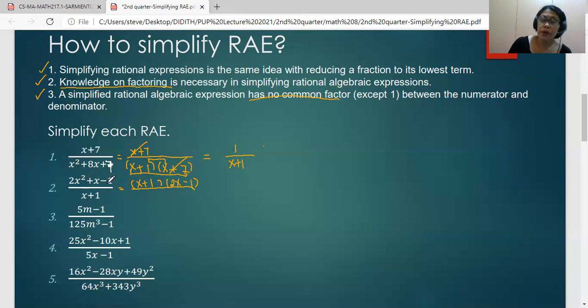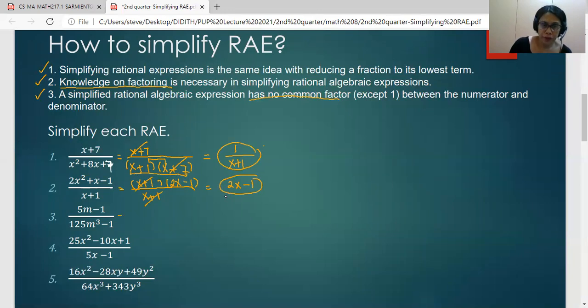But most importantly, we have to check the middle term. Does the middle term match with the sum of the OI here? I mean, the product of the outer terms and the inner terms here. So the product of the inner terms is 2x, while the product of the outer terms is negative 1. When combined, it's x. So these are really the factors. And we will just copy x plus 1 and then cancel the common factor. So when number 2 is simplified, this is equal to 2x minus 1. Okay, so this is for number 1. This is for number 2.